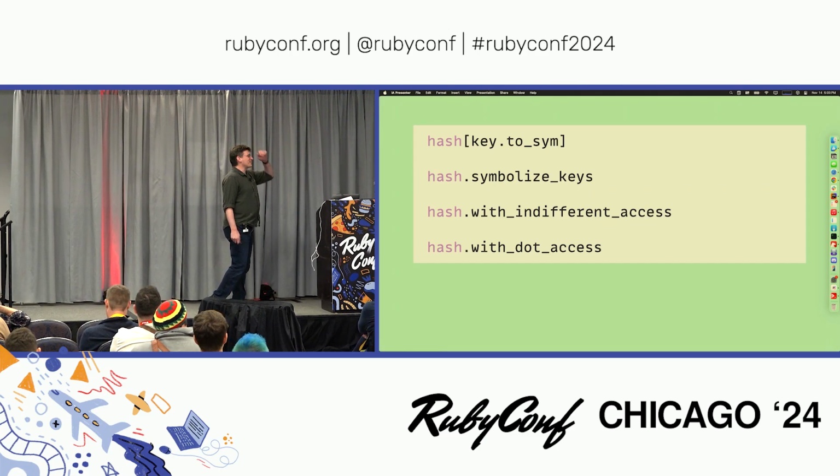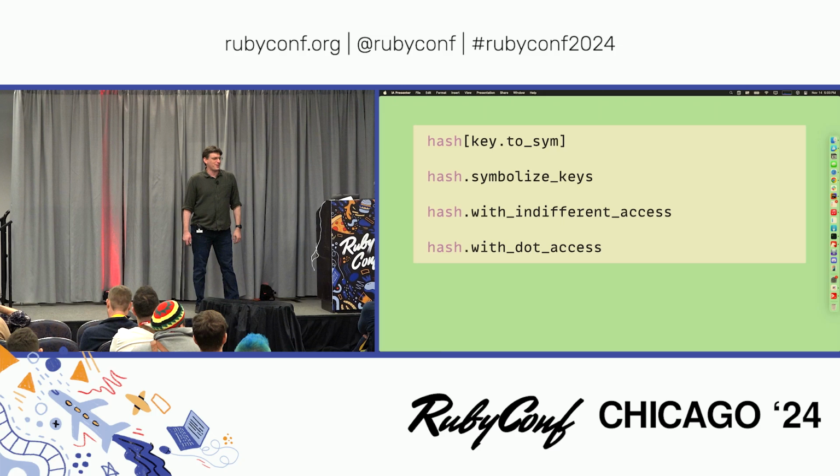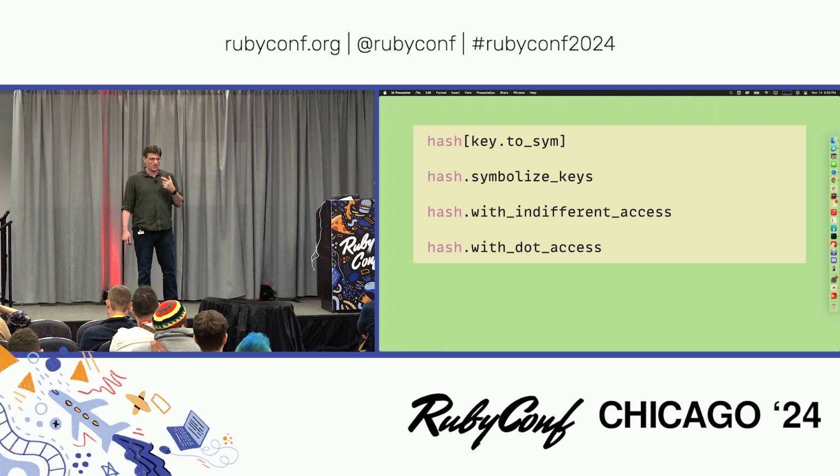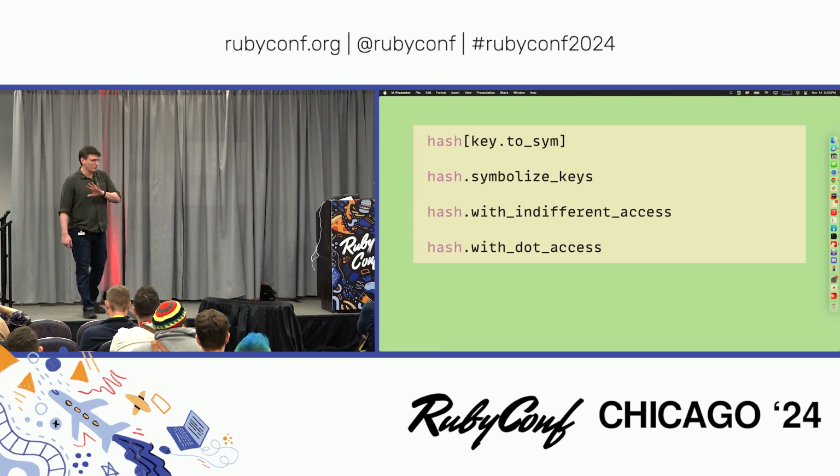Hash with indifferent access essentially does that type coercion for you. If it doesn't find the key, if you pass in a string or a symbol and it doesn't find it as that, it converts it to the other one and then does that lookup. And people have some strong opinions about that, which we will talk about in like 2 slides.